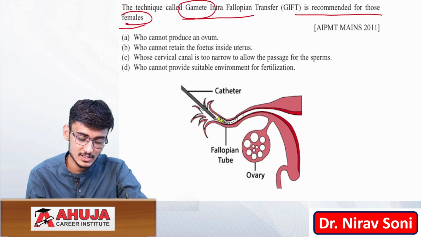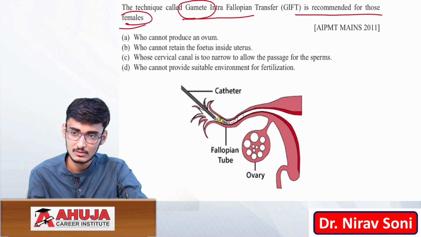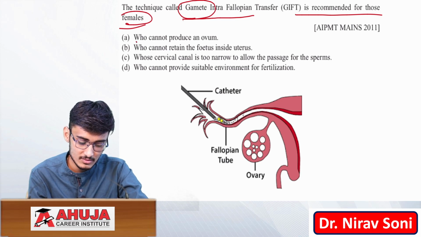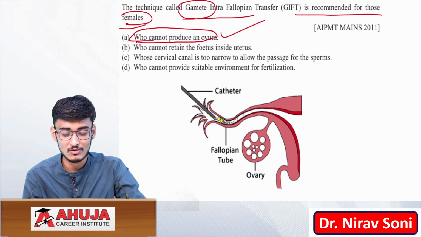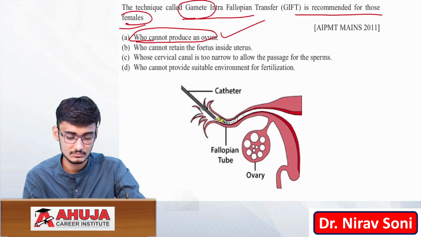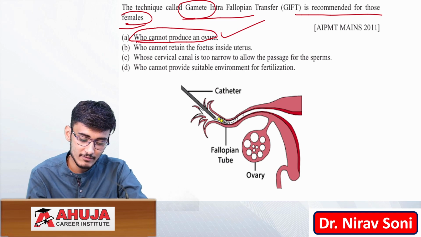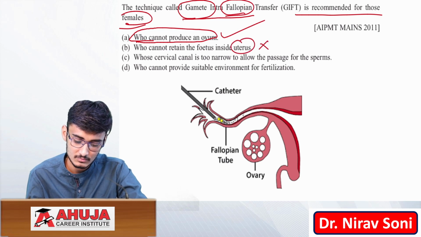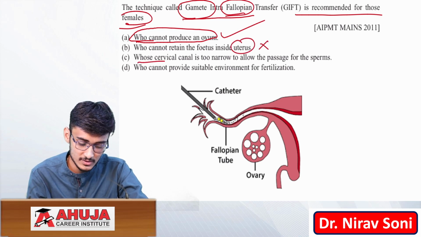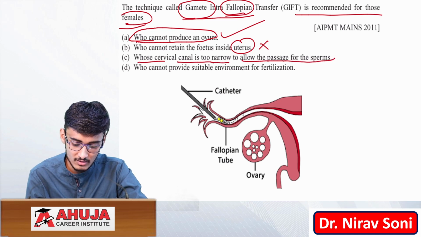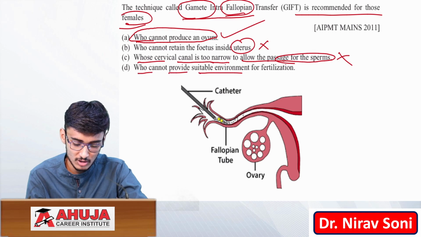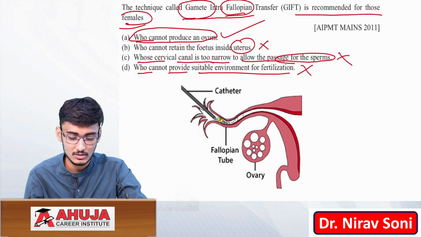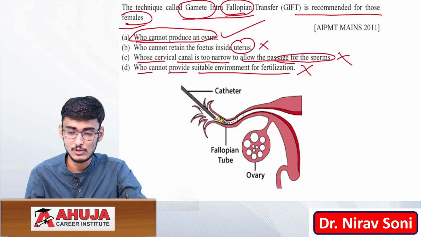Gamete intrafallopian transfer. You can see the figure. The females who cannot produce an ovum. This is called the GIFT technique. Gamete intrafallopian transfer, you can see the word intrafallopian, not in the uterus. Whose cervical canal is too narrow to allow the passage of sperm, not allowed to pass for the sperm. Who cannot provide the suitable environment for fertilization. These all are wrong. Option A should be right over here.